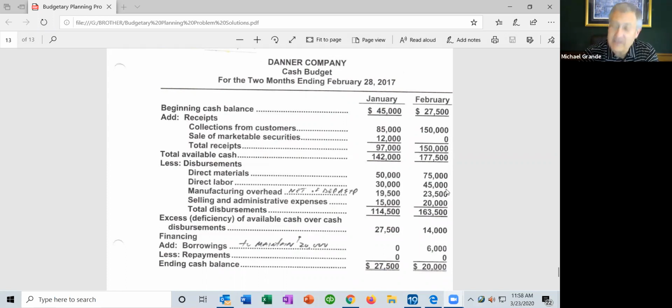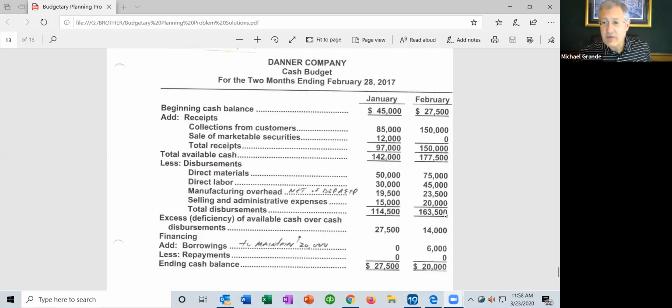Remember, you got to subtract the $1,500 of depreciation expense because it's a non-cash item, 23.5. Selling and administrative expense, $20,000. So they have what? Cash available, 177.5 minus their disbursements, 163.5. They only have $14,000 in excess cash. They want to have a minimum cash balance of $20,000. They have to do what? They got to borrow $6,000 for them to get there.